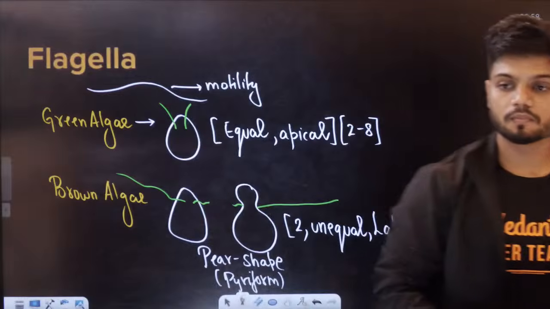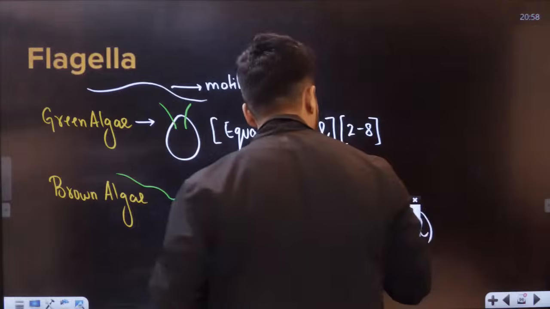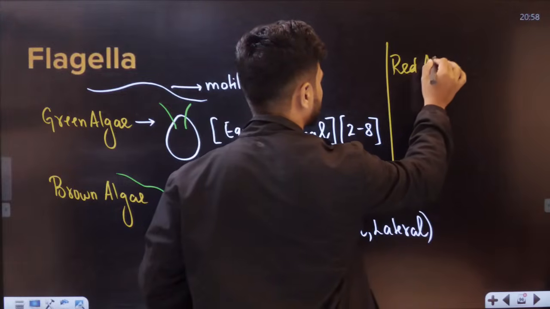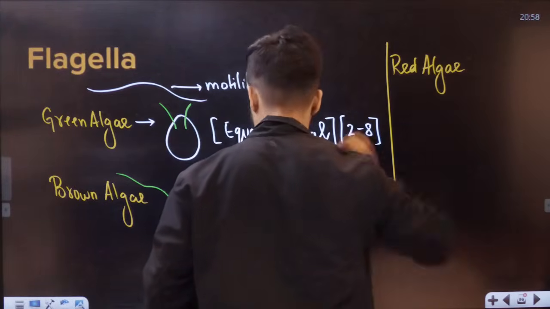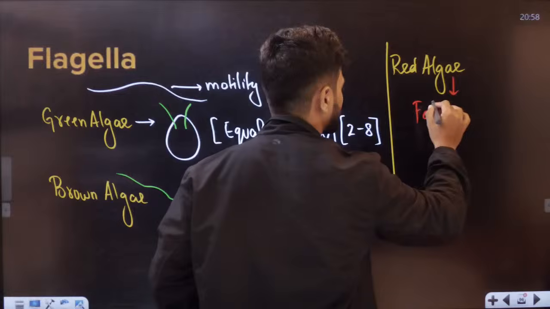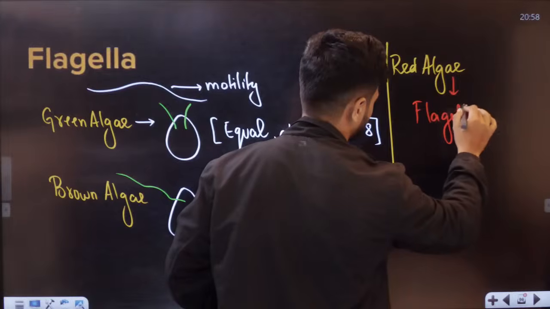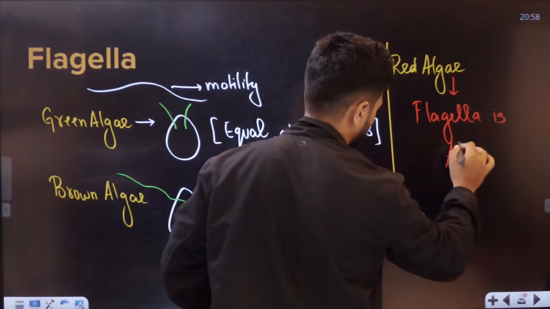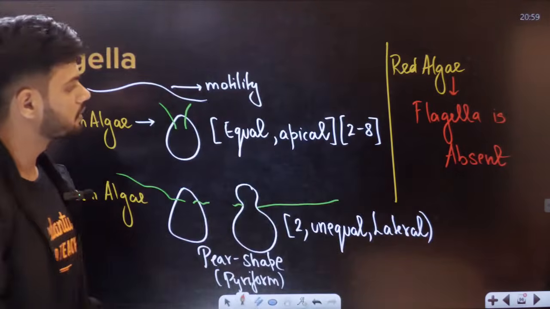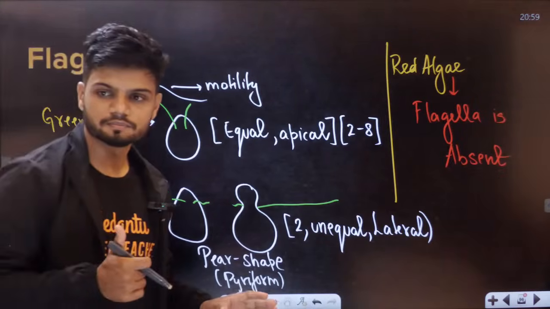So that is basically your flagella. Now students, what about red algae? Students, please understand. In the case of red algae, flagella is absent. So please, students, please remember this. Okay, done all of you?